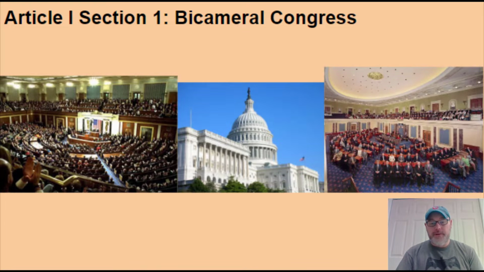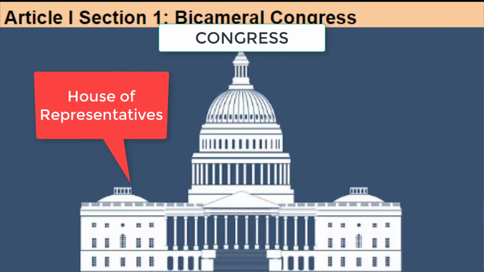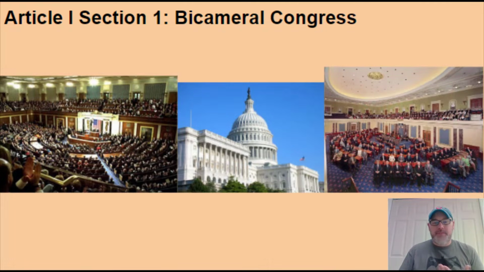So within the U.S. government, of course, you can see the Capitol building here. Within that building, we have what we call Congress. We have the lower house, which is the House of Representatives, and the upper house, which is the Senate. Really, all we're going to do here is go through, not every single detail, but some of the big parts that are set out in the U.S. Constitution about each one of these houses.